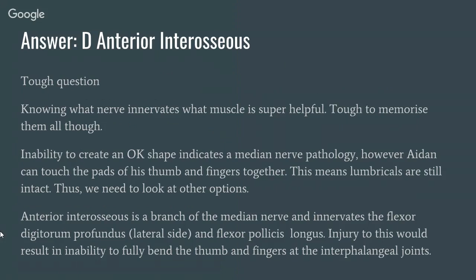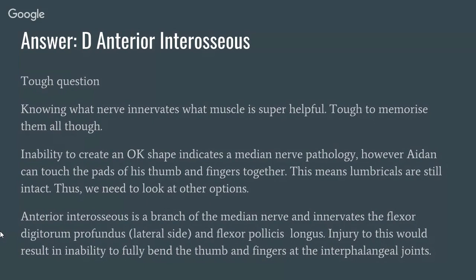It's not taught too much in anatomy, but it's important that you guys know some of the branches that occur in your forearm. So notable ones are your anterior and posterior interossei. Knowing what nerve innervates what muscle in the hand is very, very helpful. And it's tough to memorize them all, so it's important that you use techniques such as half loaf to get a general idea.